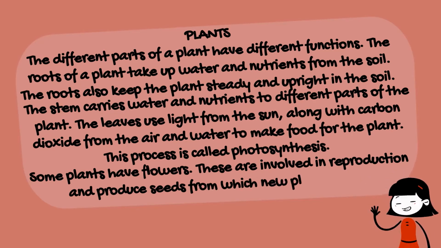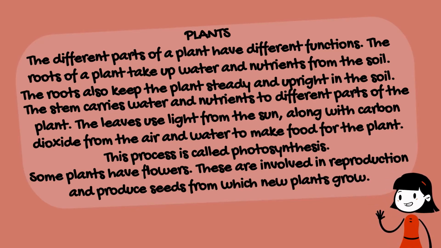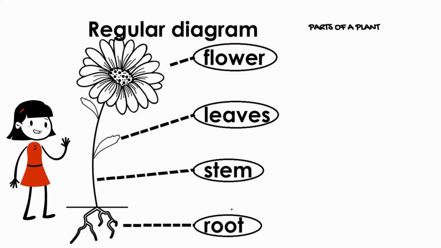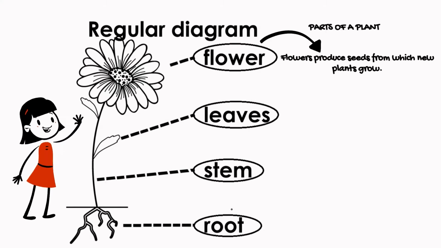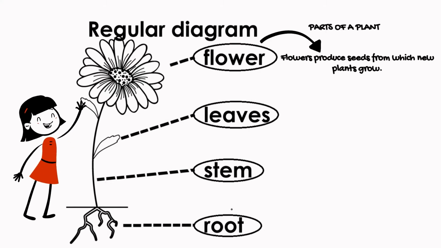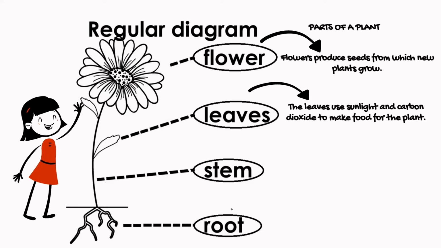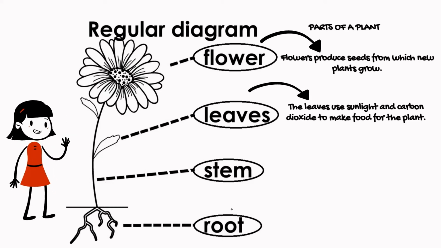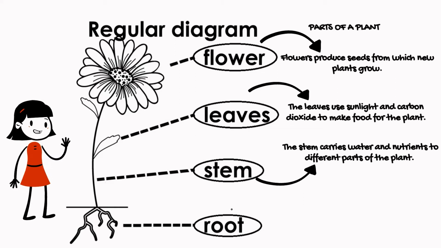So this is the explanation with no diagram. Now, let's watch an explanation with a diagram. This is a regular diagram that shows the parts of a plant: flower, leaves, stem, and root. And the explanation is very simple.